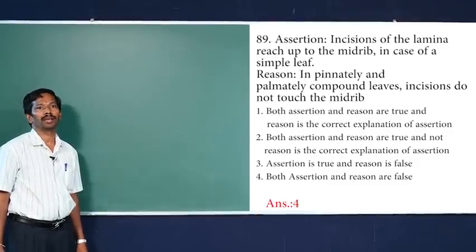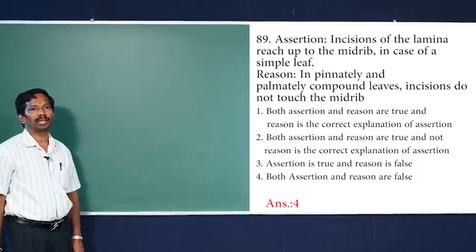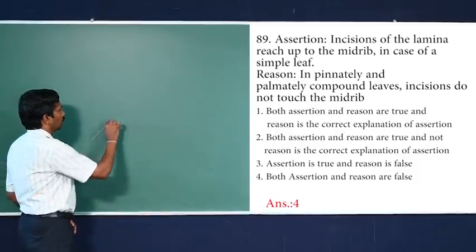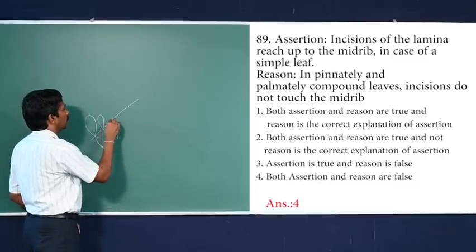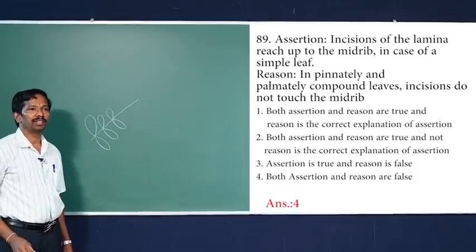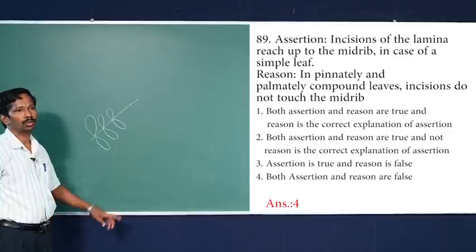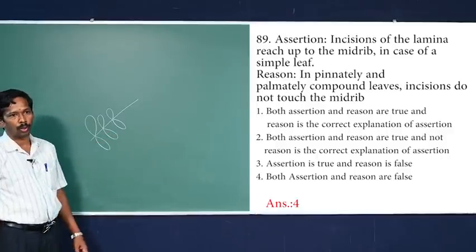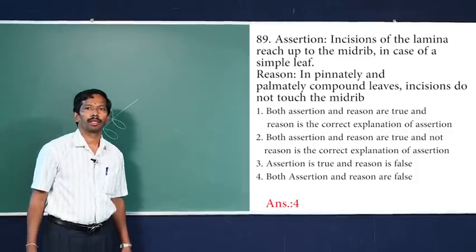Assertion reason question, one more. Incisions of leaf lamina reach up to the midrib in a simple leaf. It is wrong, because only in a compound leaf do incisions reach up to the midrib, so a pinnately or palmately compound leaf. And the second statement, that is the reason: in a pinnately or palmately compound leaf, incisions do not touch the midrib. That is also wrong. So the option is 4. Both assertion and reason are false.